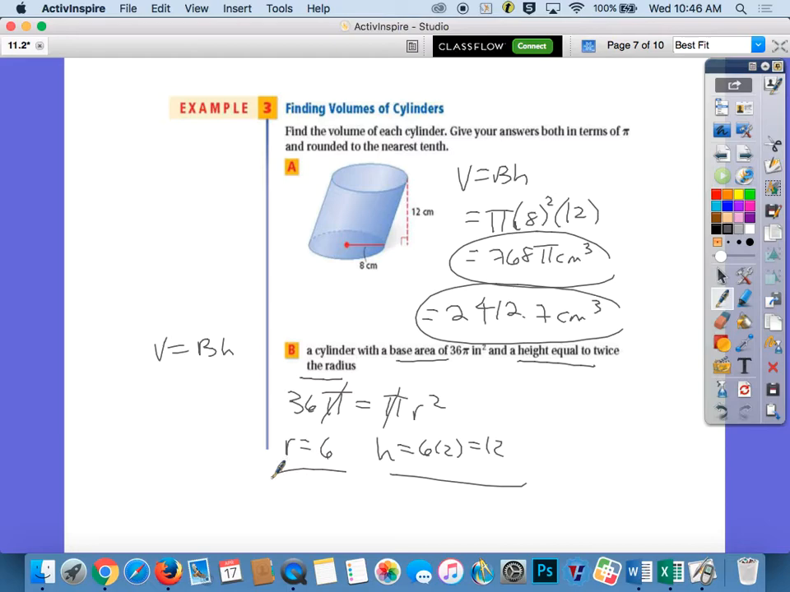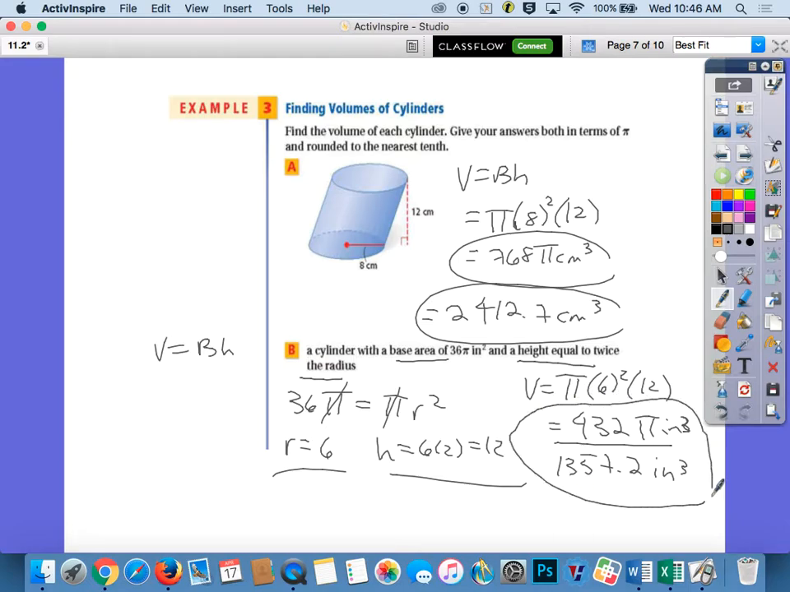Now I have all the information I need to find my volume. So volume equals pi r squared times my height. This turns out to be 432 pi inches cubed, which is 1,357.2 inches cubed. Have to catch myself on that.